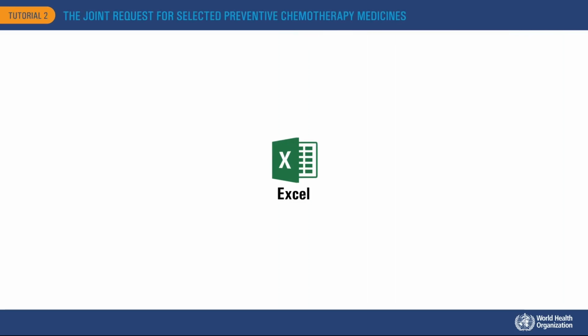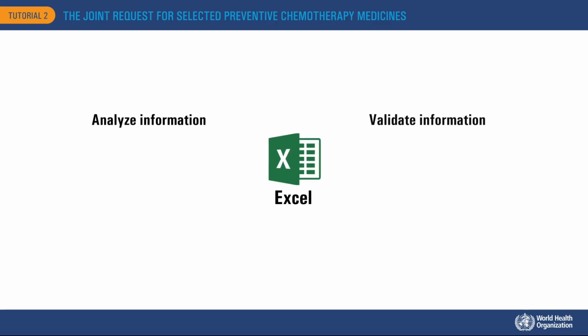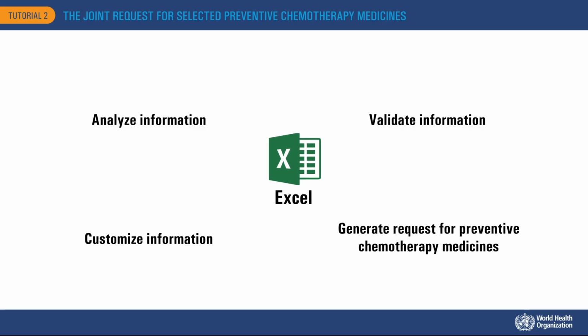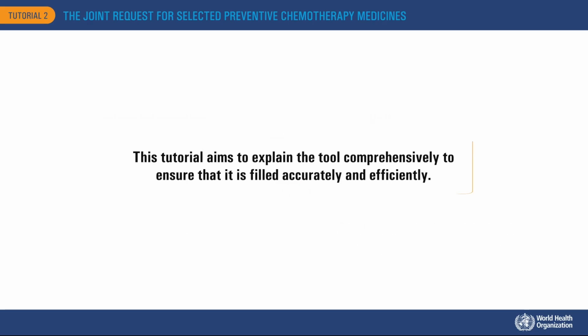The JRSM is an Excel-based tool that has several inbuilt functions that help its users analyze, validate, and customize information, and also generate the request for preventive chemotherapy medicines. This tutorial aims to explain the tool comprehensively to ensure that it is filled accurately and efficiently. It will walk you through the form and help you learn how to make a request for these preventive chemotherapy medicines by filling the form.